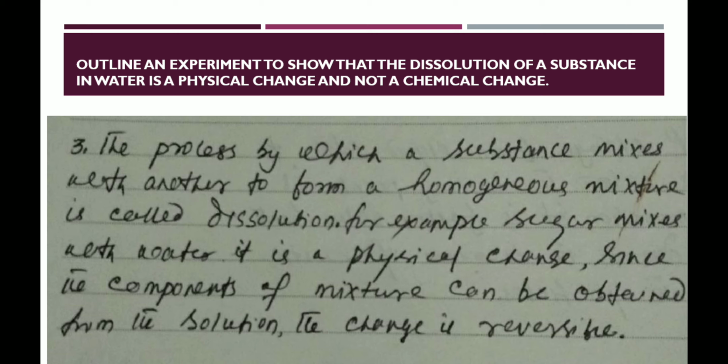Now the third question. Outline an experiment to show that the dissolution of a substance in water is a physical change and not a chemical change. The answer. The process by which a substance mixes with another to form a homogeneous mixture is called dissolution. For example, sugar mixes with water. It is a physical change since the components of the mixture can be obtained from the solution. The change is reversible.